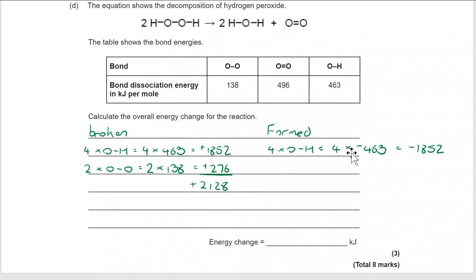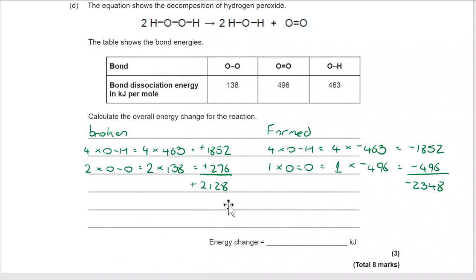So that's 4 times negative 463, because making bonds is exothermic, so the value is negative 1852. You've also formed one O double bond O bond, and that's 1 times negative 496. So I've got negative 1852, negative 496, add them together. The total energy released when new bonds are formed is negative 2348.